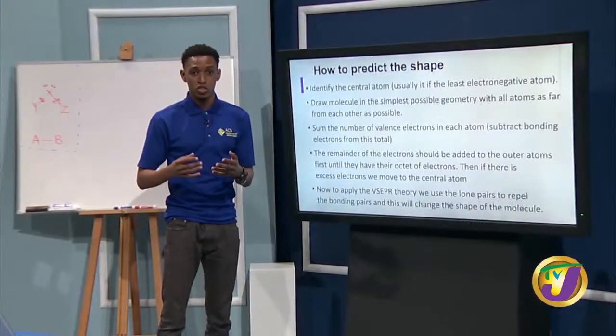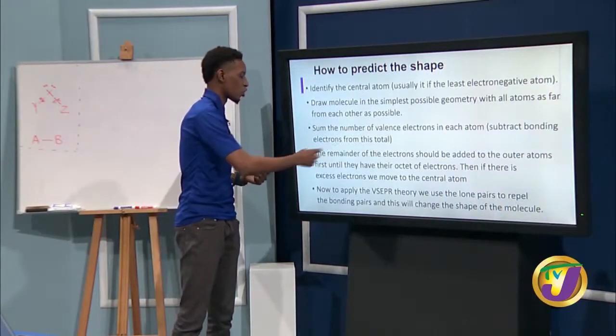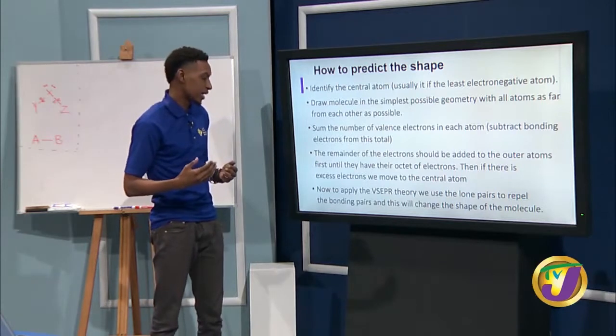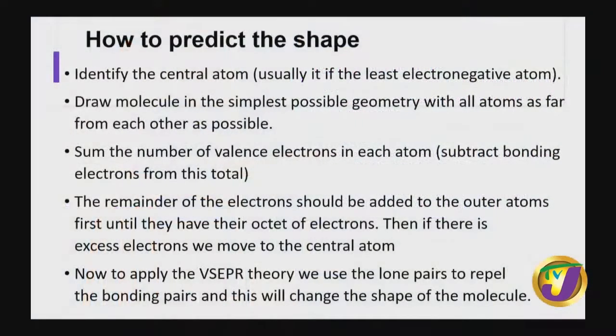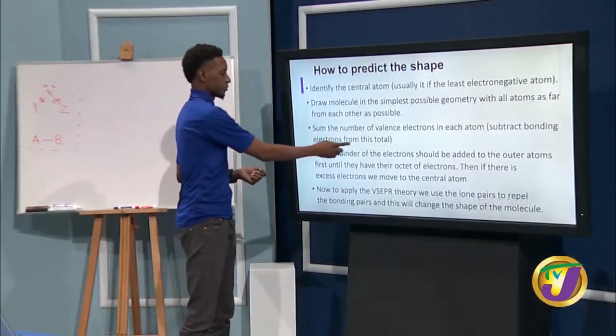The remainder that you get once you subtract the bonding electrons, you should add to the outer atoms first. And if you have any excess, that's when you put it on the central atom. So this says the remainder of the electrons should be added to the outer atoms first until they have their octet of electrons, or until their valence energy level is completely full. Then, if there are excess electrons, we move to the central atom. The last step says, now apply the VSEPR theory: we use the lone pairs to repel the bonding pairs, and this will change the shape of the molecule. So this is the last step that actually determines the shapes of these molecules.